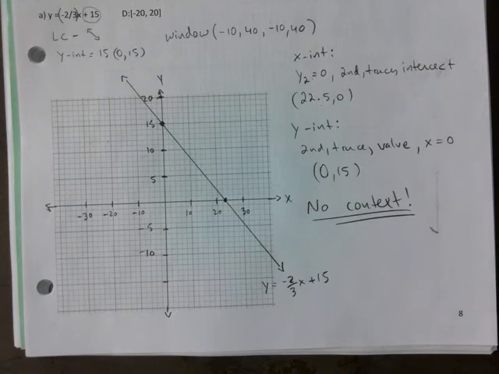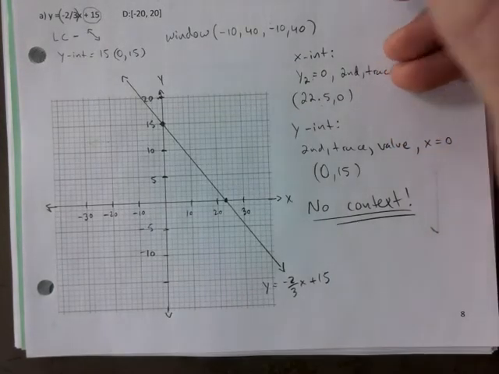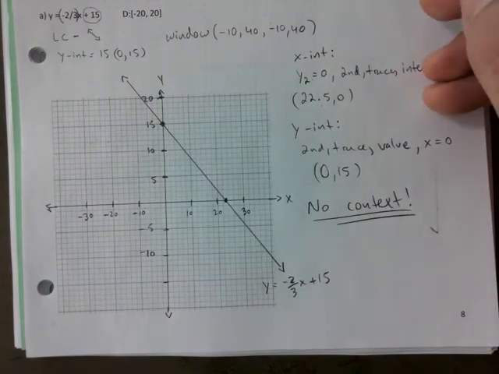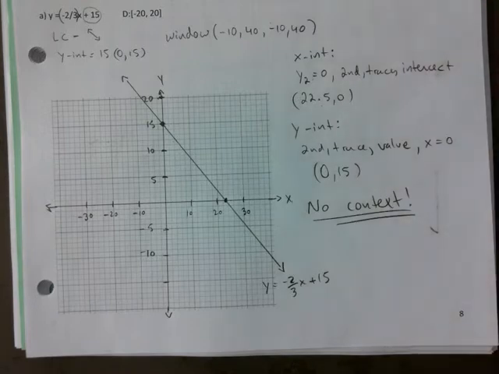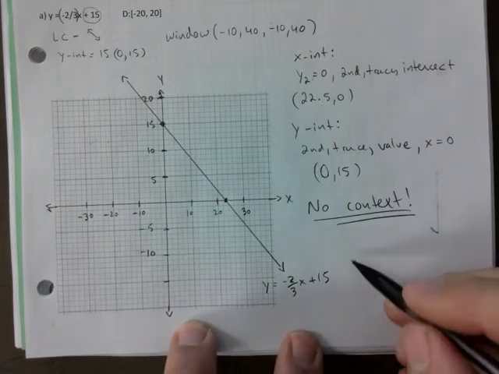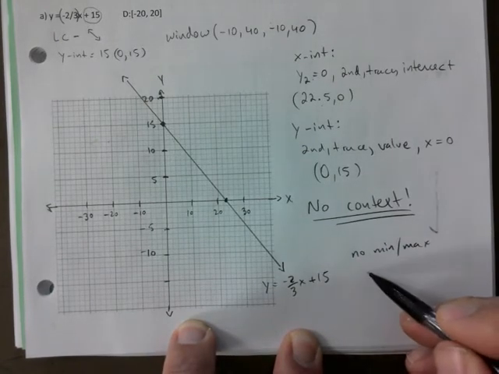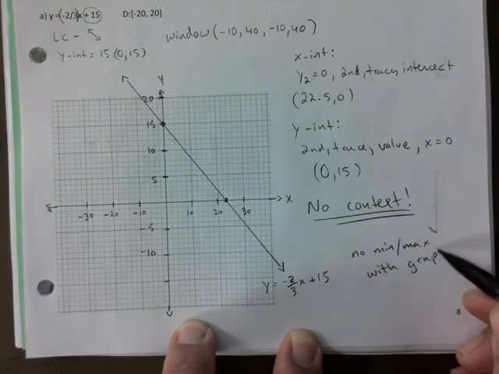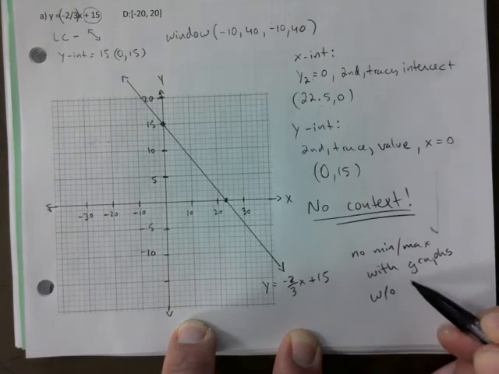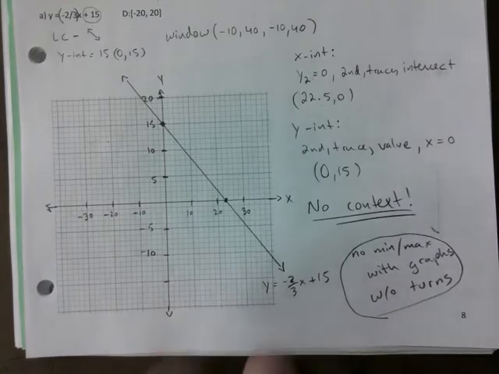Look at what I did up there. What is next to graph way up here? It says scale, labels, intercepts, min or max. We don't have min or max with something that doesn't turn. Okay? If it doesn't turn, there's no min or max. No min or max with graphs without turns. Okay, that's another entry there.